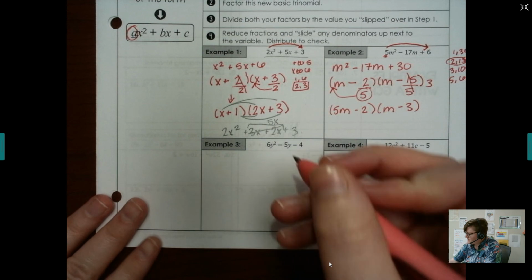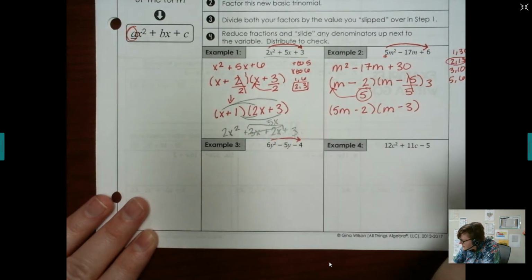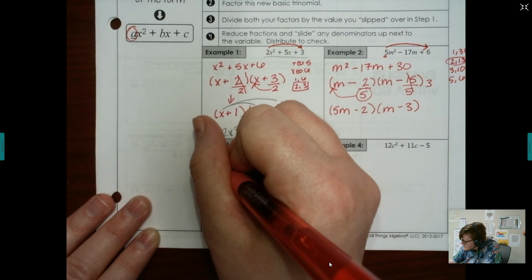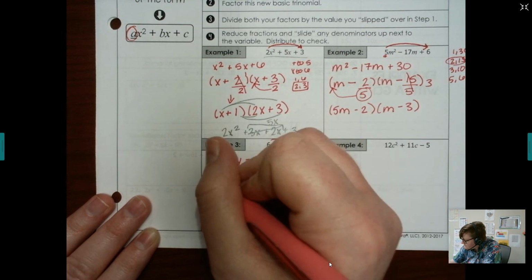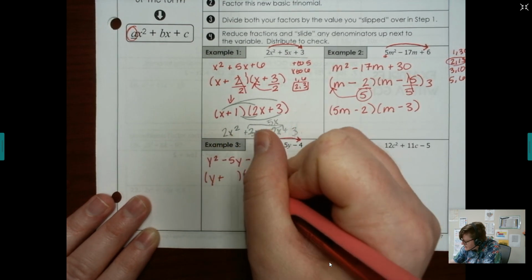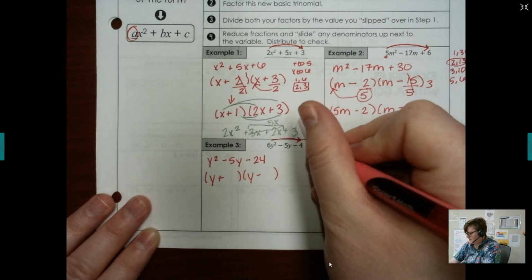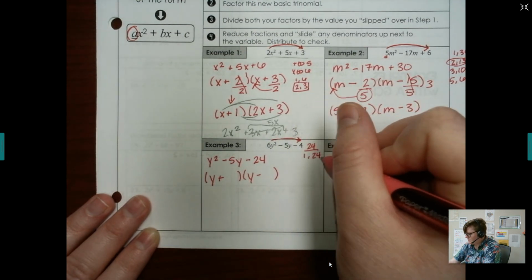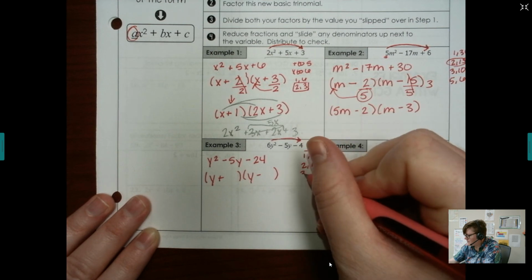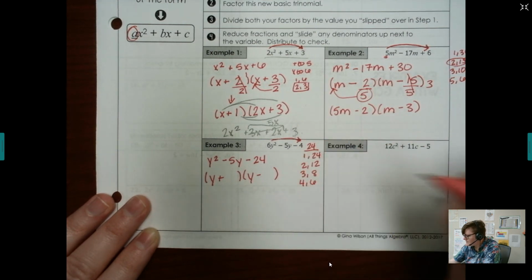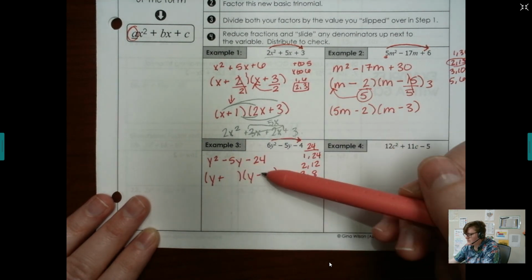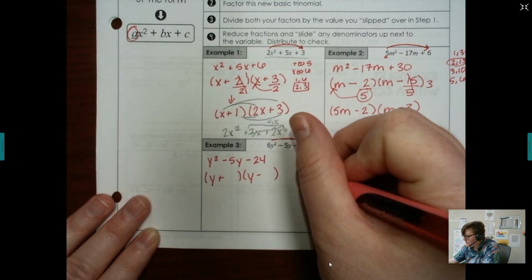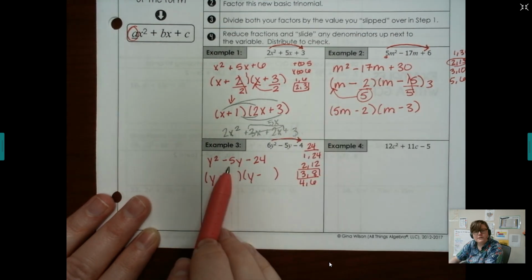All right, next one, same thing. Start by bringing that over. y squared minus 5y minus 24. So we've got a y plus and a y minus. 24 has 1 and 24, 2 and 12, 3 and 8, 4 and 6. We want to pick ones that are 5 apart from each other because we have a plus and a minus, so they have to subtract to make 5. That's going to be 3 and 8. Your 5y is a negative, so you want the bigger one to be with the minus.